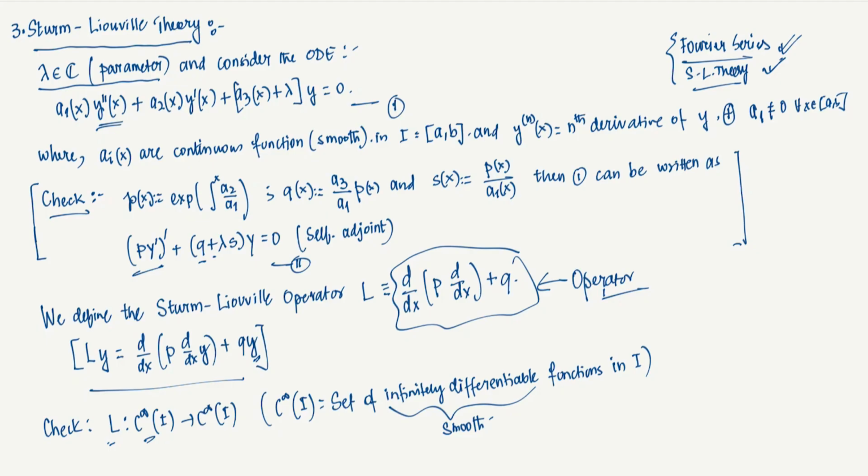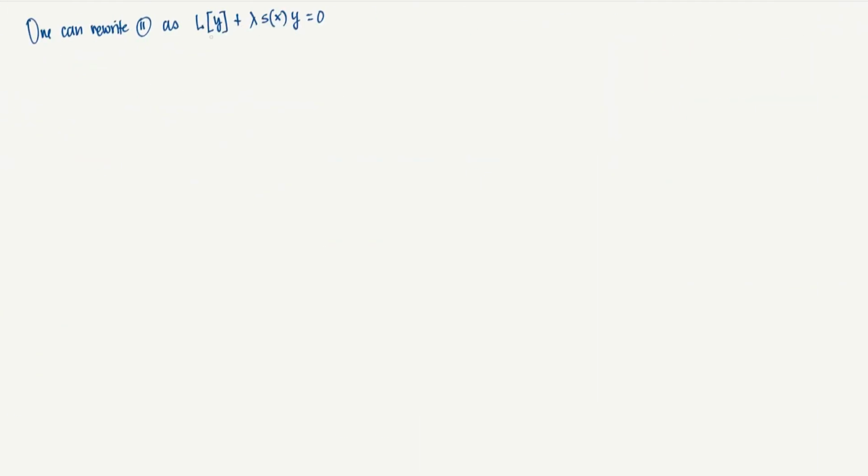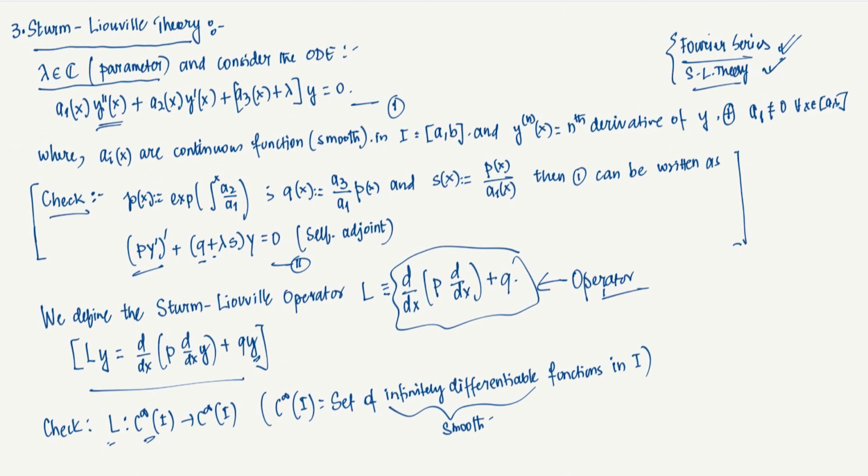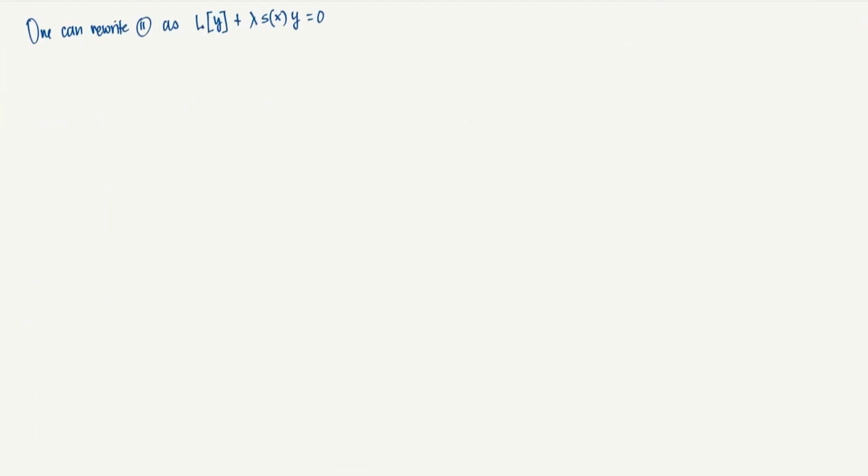And what is L? L is this operator, right? L of y is p y prime whole prime plus q y. Here p and q are smooth functions. Smooth functions means they are C-infinity functions. We are just assuming this here.